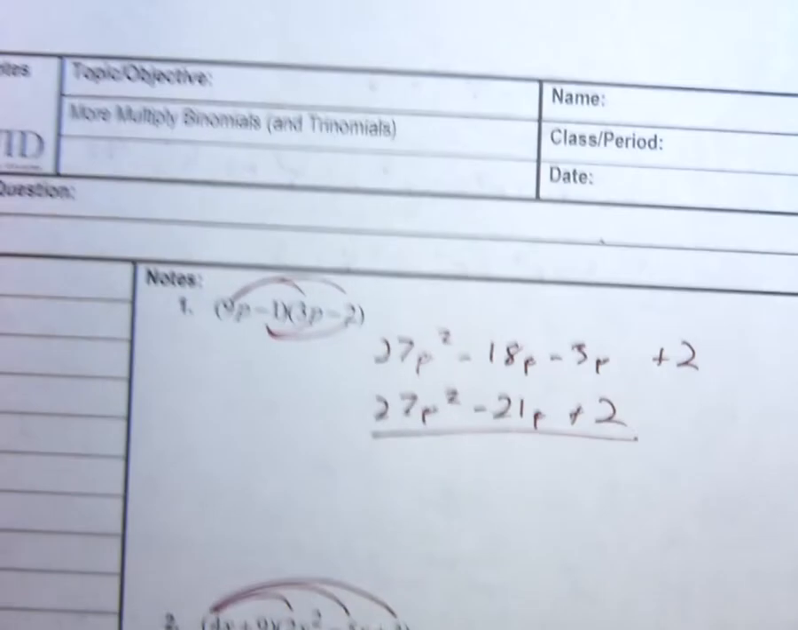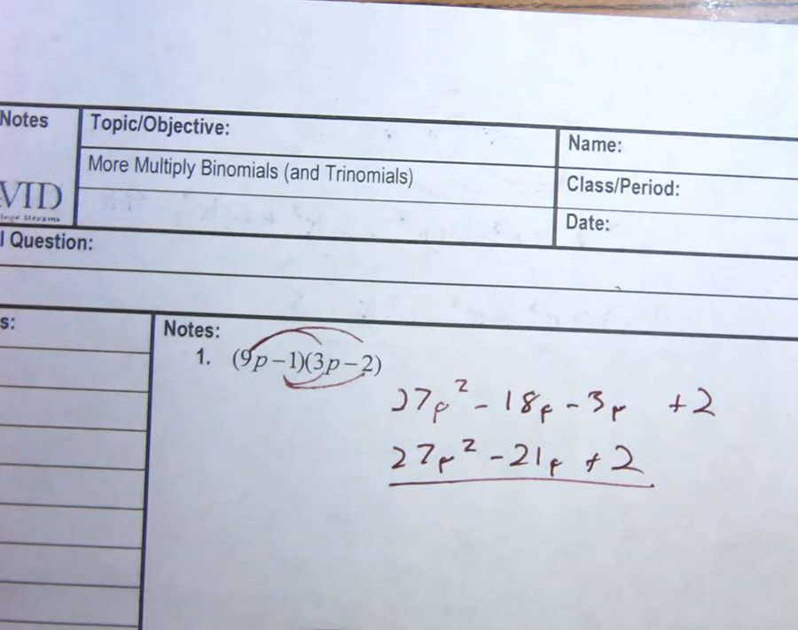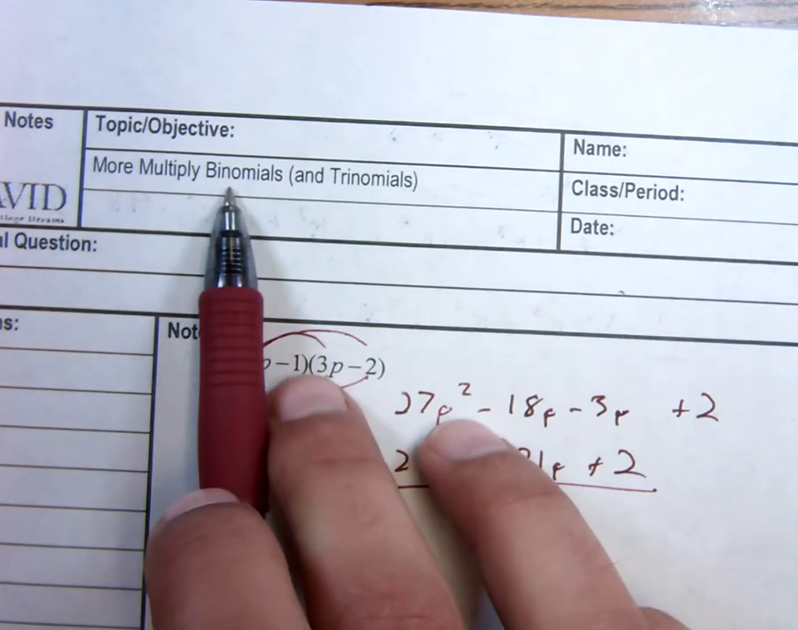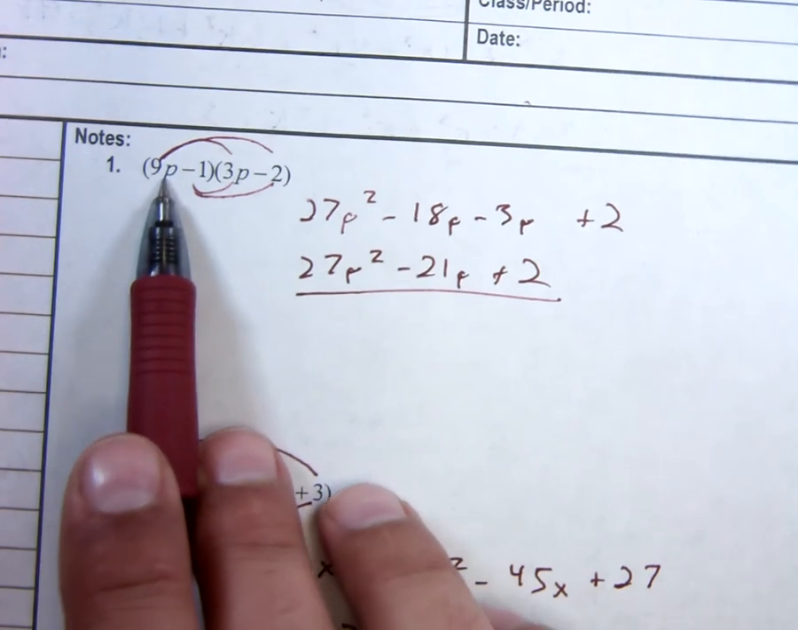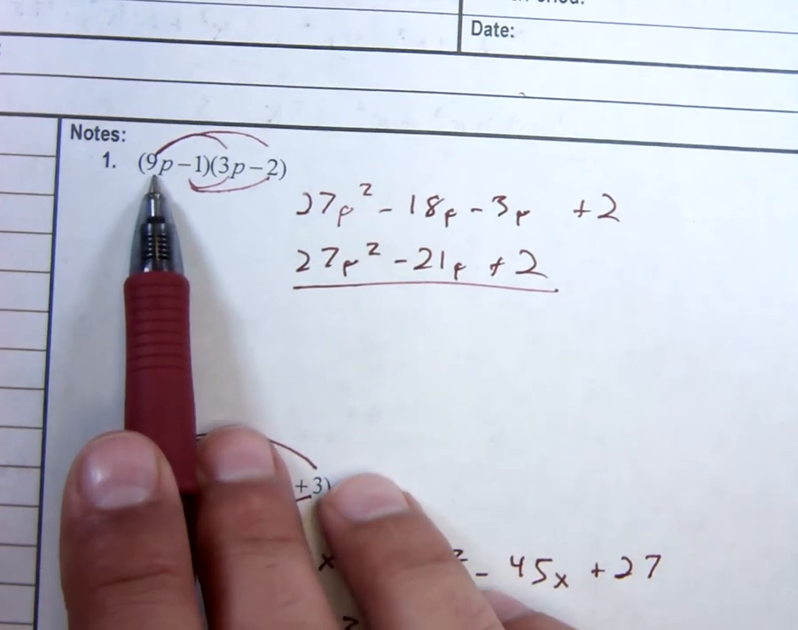These are the notes titled More Multiply Binomials and Trinomials. So binomials, that's 2 terms. Trinomials, that's 3 terms. So really nothing new here. We're distributing. Some of this you're just going to use the full method, like example 1 here. This is exactly what we did the other day.